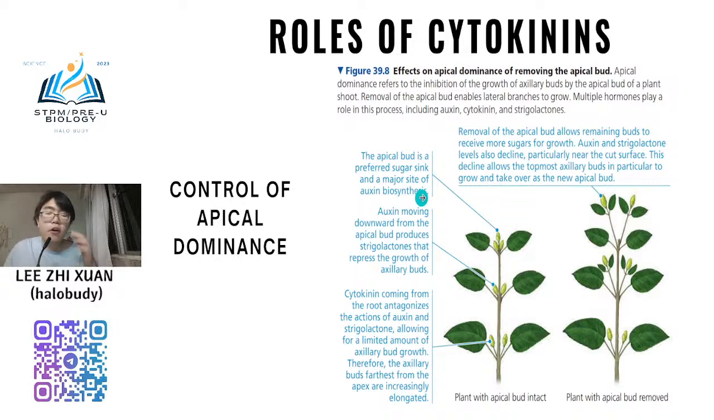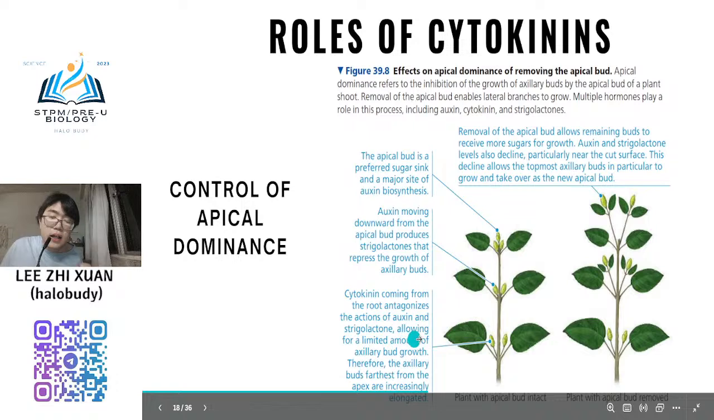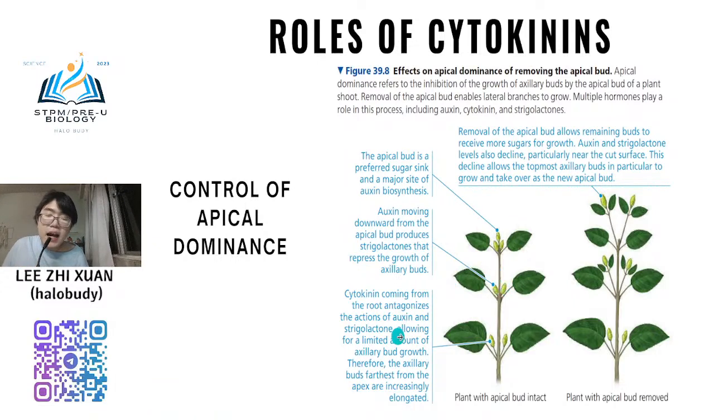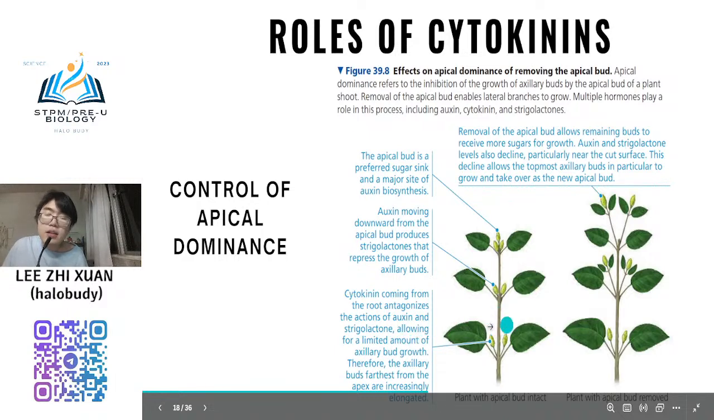So as I mentioned before, we know that auxin plays the role in enhancing apical dominance, and apical dominance inhibits the growth of the axillary bud. So when you remove the apical bud, no auxin at all, cytokinin from the shoot antagonizes the action of auxin, allowing a limited amount of axillary bud growth. So it will induce the growth of axillary bud. So the axillary buds farthest from the apex are increasingly elongated.